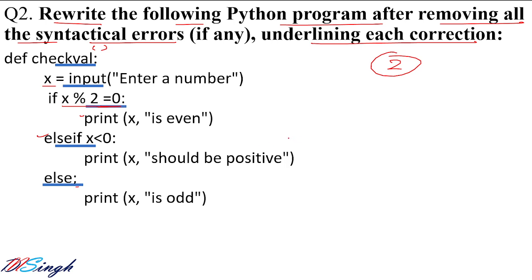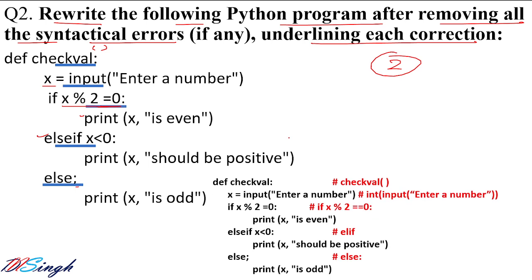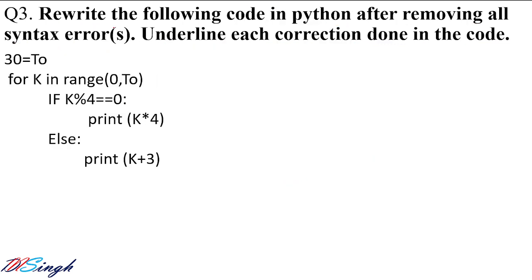Let us see how the code will look after correction. So, this is the first correction. This is the second correction. This is the third correction, fourth one, and fifth one. So, this is your answer. If you write your answer in such a way, definitely you are going to get full marks in that. Let us move ahead to the next question.